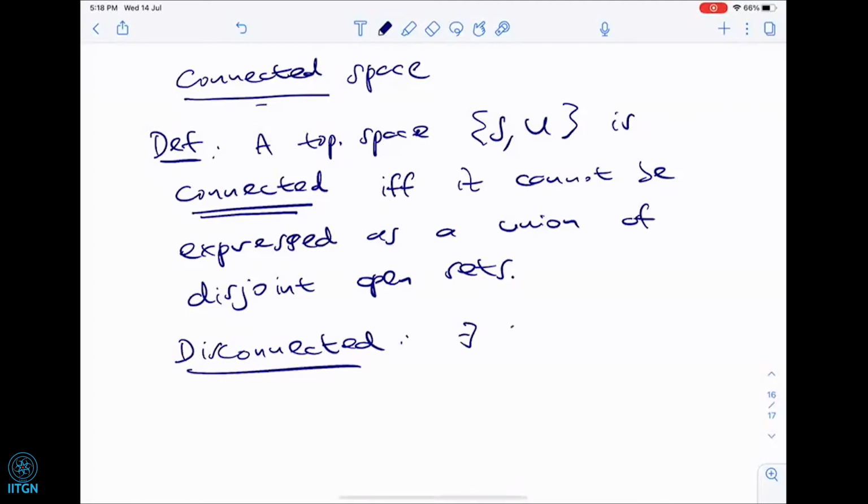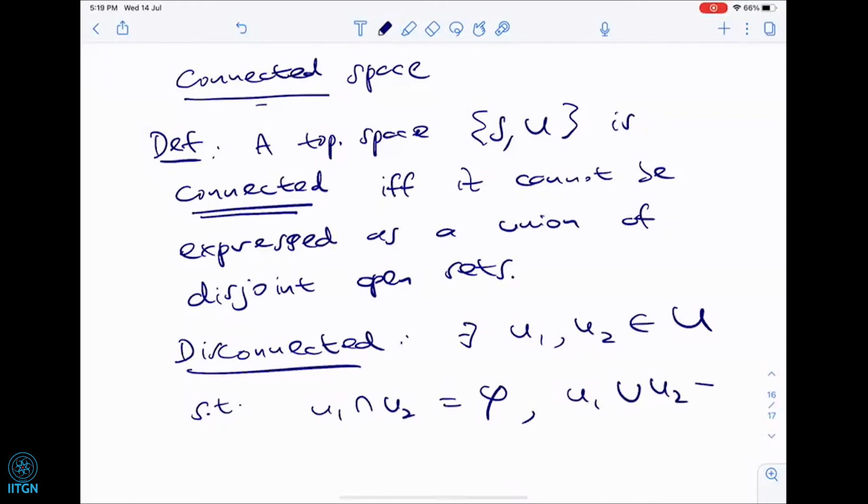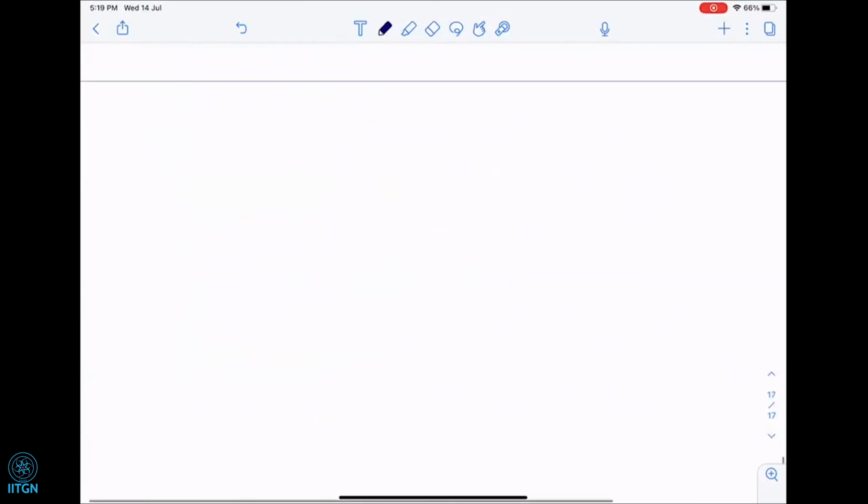Disconnected is that there exist U1 and U2 in the topology U, the collection of open sets, such that U1 intersection U2 is null, but U1 union U2 is the full set S. Okay, so I have two open sets. Their union is the full set, but they have no points in common. Then we call the space disconnected. If that's not possible to do at all, then the space is connected. And as soon as we look at a couple of examples, this thing will start to make a little more sense.